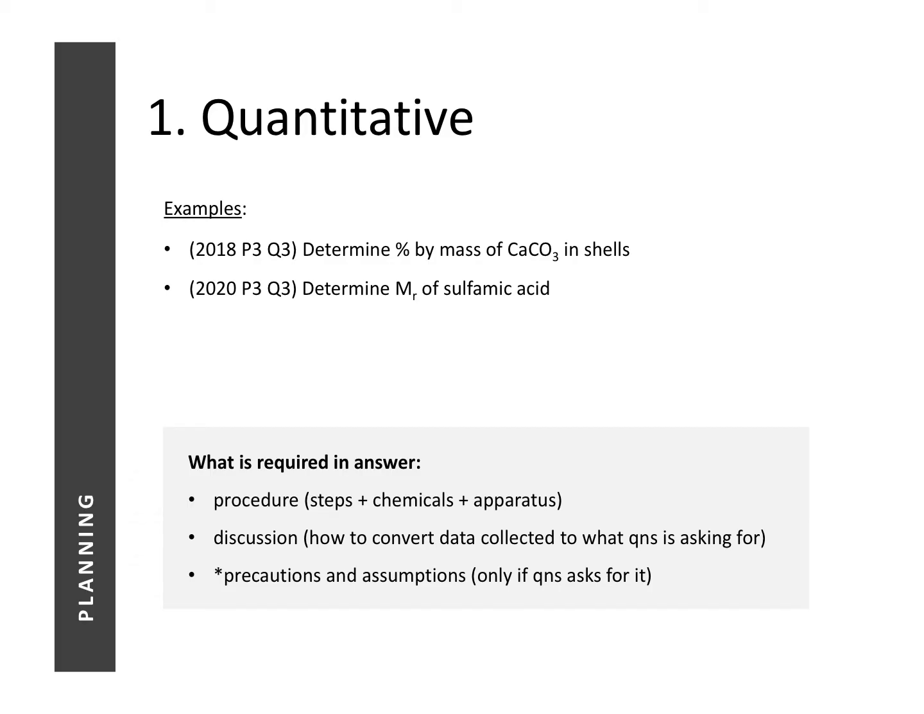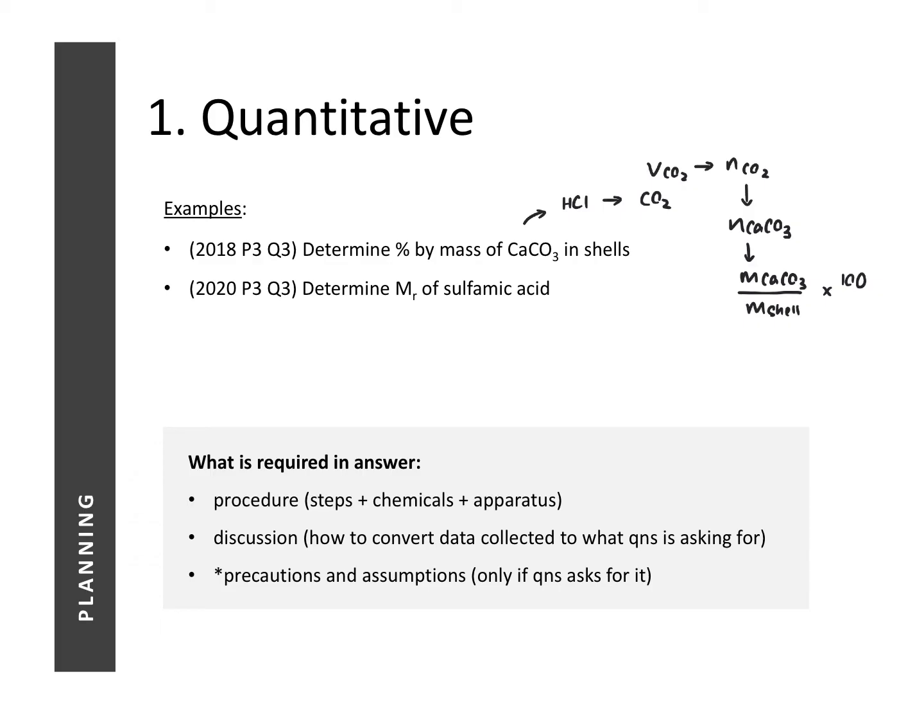So for example, calcium carbonate, we can react with an acid and we will produce carbon dioxide gas. So from the volume of carbon dioxide gas, we can actually find number of moles. And from number of moles of carbon dioxide, by comparing mole ratio, we can actually find the number of moles of calcium carbonate. And from number of moles of calcium carbonate, we can therefore find the mass of calcium carbonate. And the mass percent of calcium carbonate in shells is just the mass of calcium carbonate divided by the mass of the shell sample times 100. So this is the approach that we need to use.